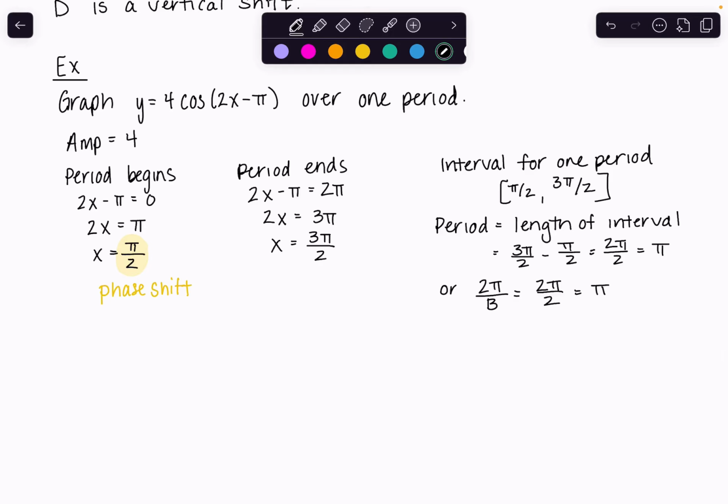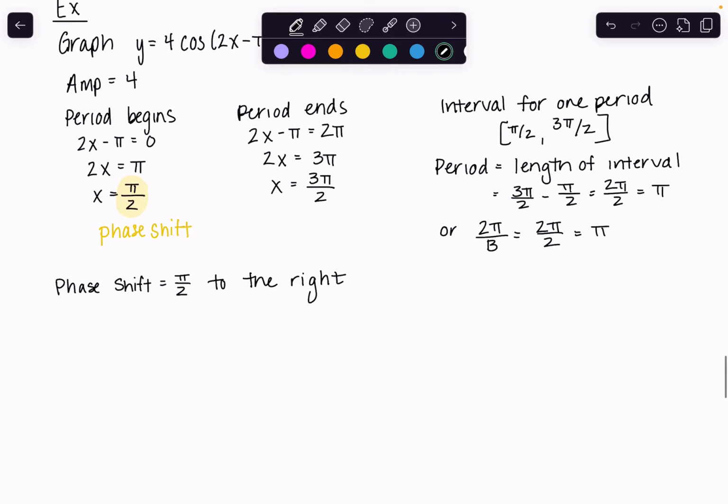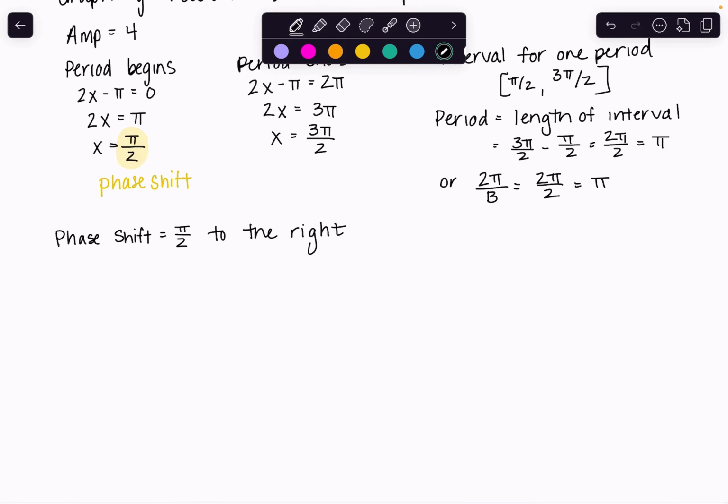Like I said, typically you like a direction associated to this. It just depends on the book that we use at the time. But you started at 0, you've moved it to pi over 2 as your starting point. So it's pi over 2 to the right. Okay. So we can go ahead and we can at least get a start for this graph.